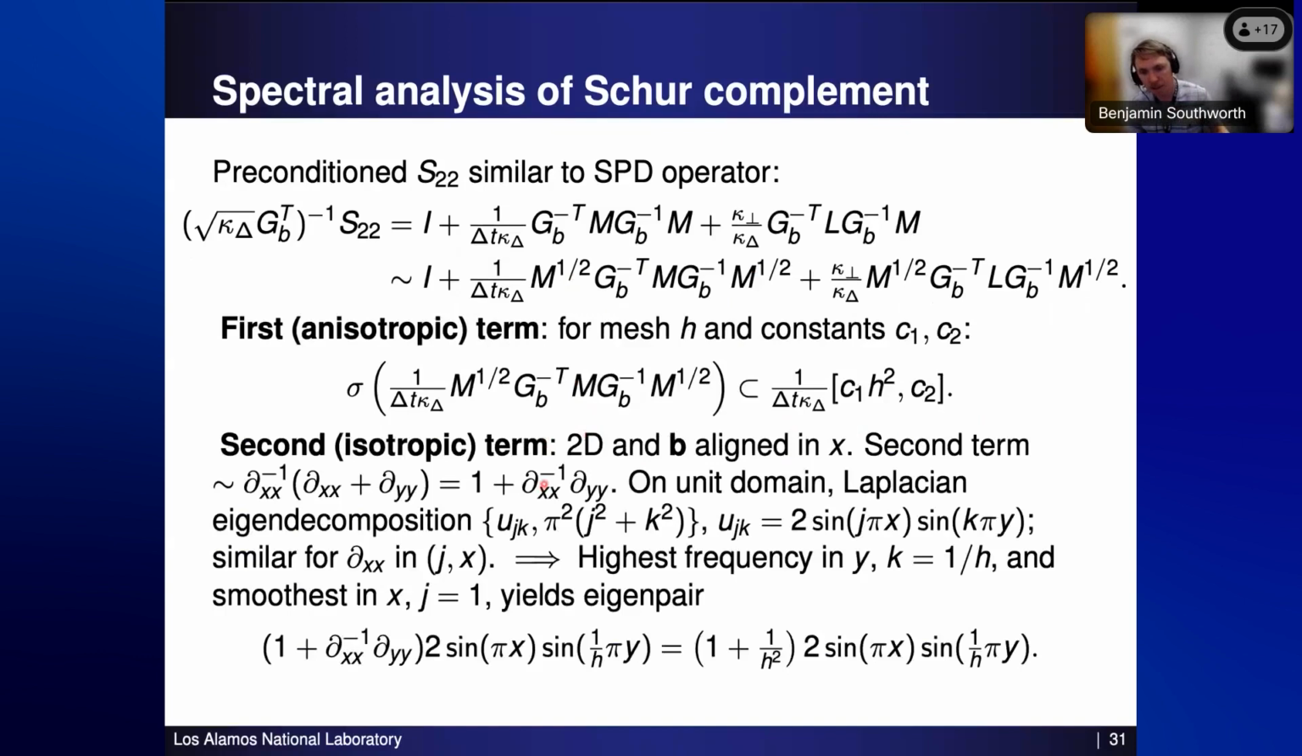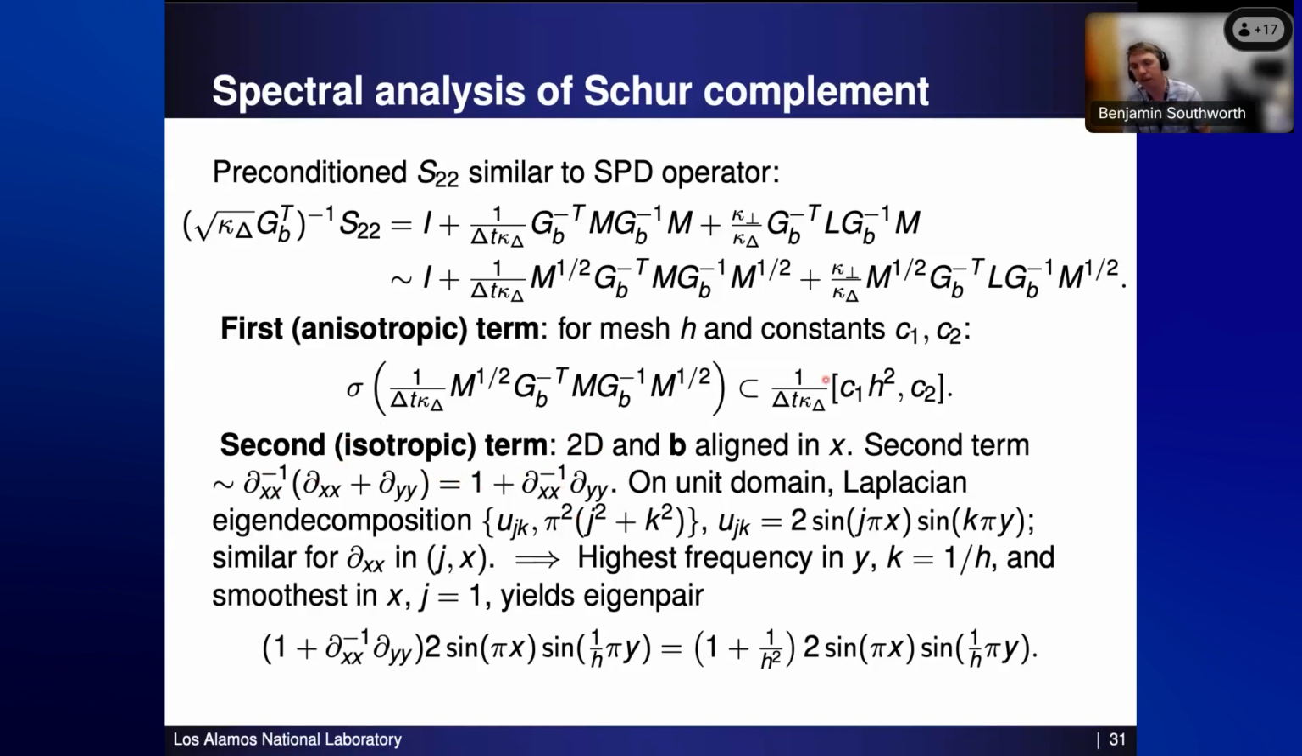So the second term in the isotropic one is a little more complicated. And so to motivate it, we take a simple example and explain how this works when you have an isotropic operator preconditioned by the anisotropic. So say we're in 2D and we have a magnetic field B aligned in the x direction. And in that case, this second term right here does directly correspond, but it corresponds with a discrete representation of dxx inverse times your 2D Laplacian, right? And so this is going to be 1 plus dxx inverse dy.